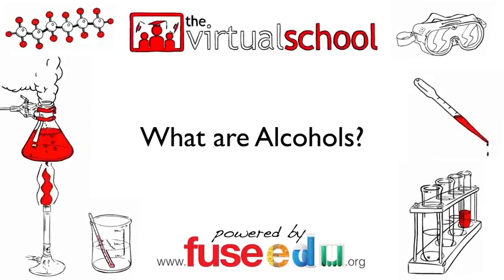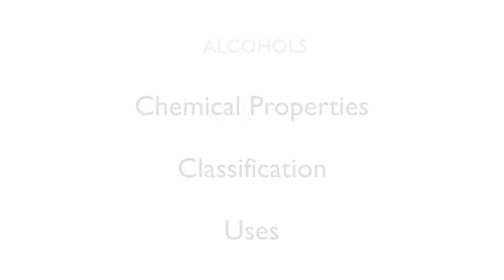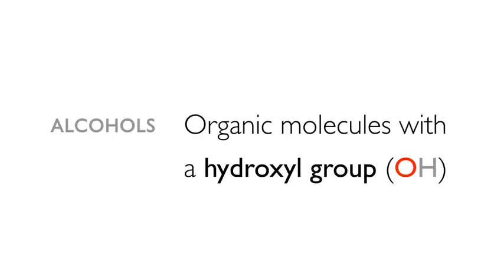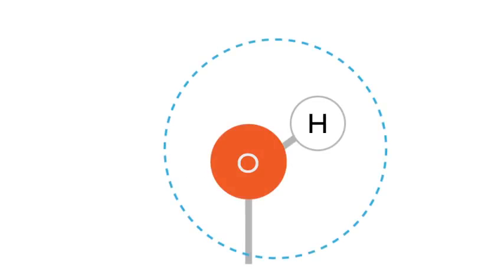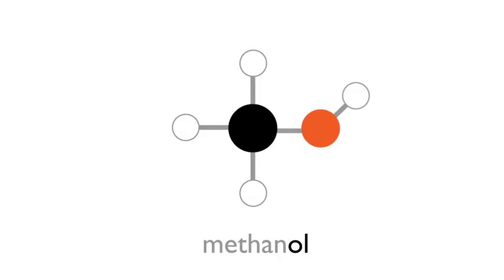In this video, you will learn some of the chemical properties of alcohols, how to classify alcohols, and some uses of the alcohols. Alcohols are organic molecules with the hydroxyl functional group, which is an oxygen bonded to a hydrogen, OH. Here is methane. Replace a hydrogen with the alcohol functional group to form methanol.